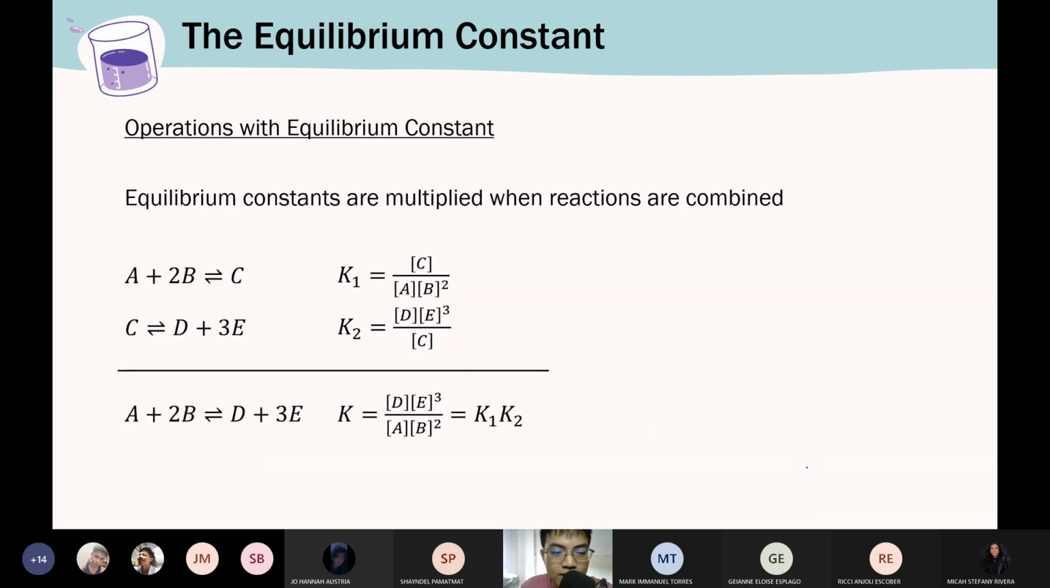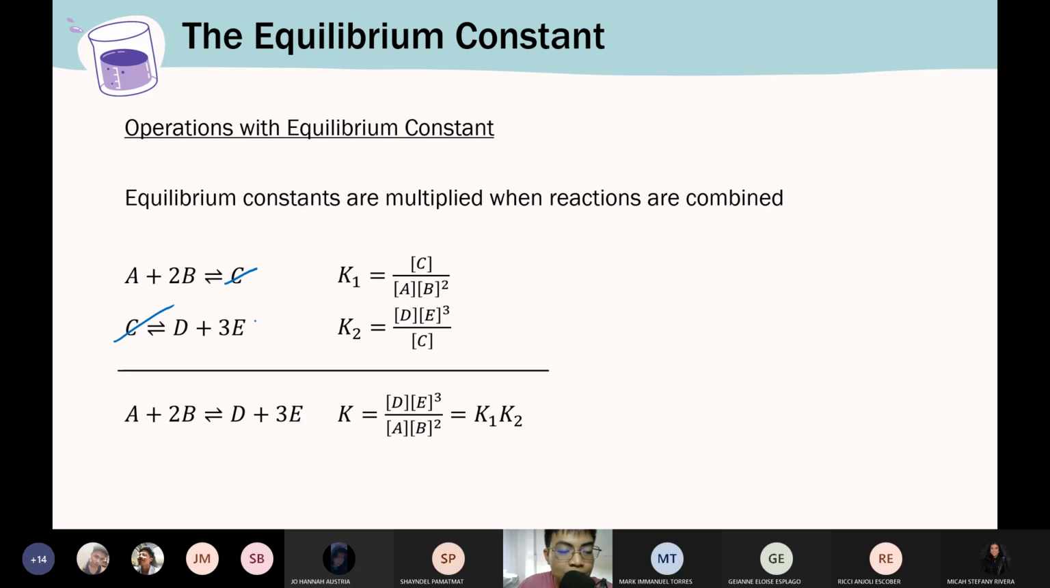And then lastly, when you combine your equilibrium constants, you actually just combine them. We multiply them lang. Okay? So for example, if yung equation na to i-combine natin with this one, so A plus 2B in equilibrium with C, and then C in equilibrium with D and E. If you try to combine the equation, the C's will cancel out, giving you the final equation.